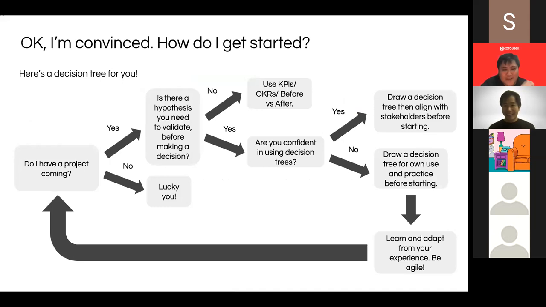Firstly, do you have a hypothesis you need to validate? If no, then use KPIs, use OKRs, use before and after. You don't quite need a tree. If yes, then are you confident? Because I assume some of you may not be confident, some may be. If you are confident, draw a decision tree, start to align stakeholders, and do this before you start. If you are not confident, draw a tree for your own use. This is interesting, you could actually secretly be doing this, guiding your thinking.